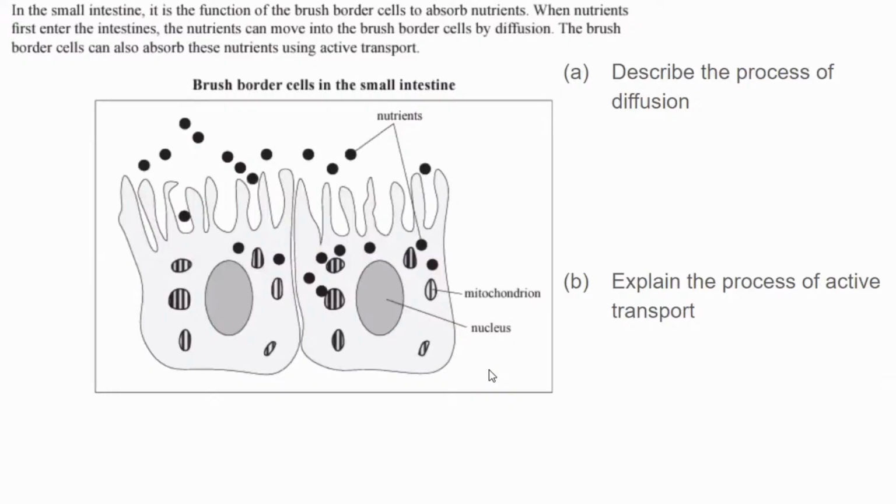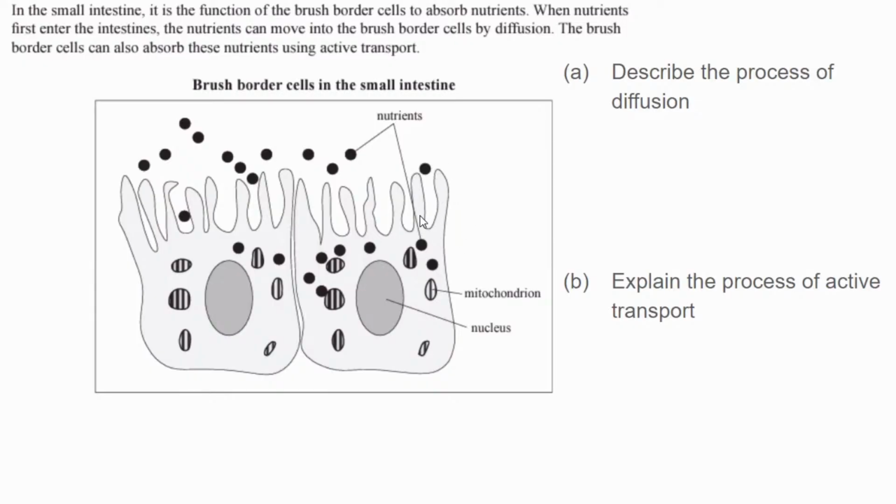All right. So these are some achieved level questions though. In this case, we have brush border cells in the small intestine. When nutrients first enter the intestines, they move through the brush border cells by diffusion. A couple of things to note. We see this odd shape to our cells. They're kind of cuboidal in shape, but they have these folds in the membrane up the top here. This is an example of animal cells taking on very specific shapes for the specific role they play.